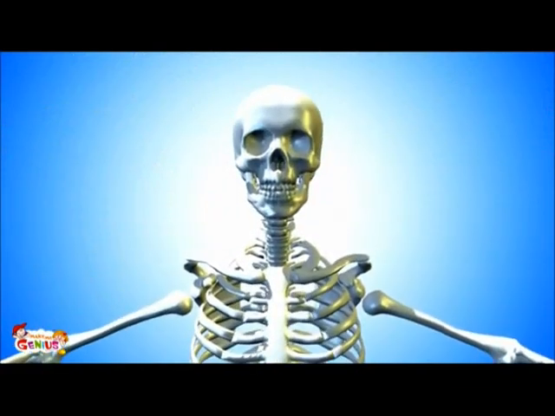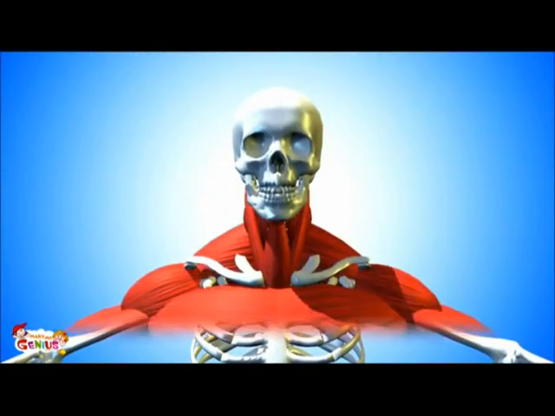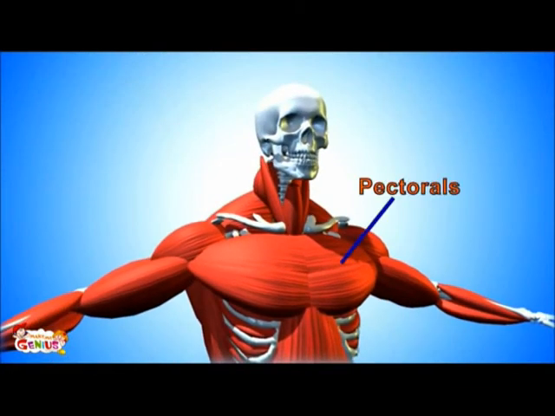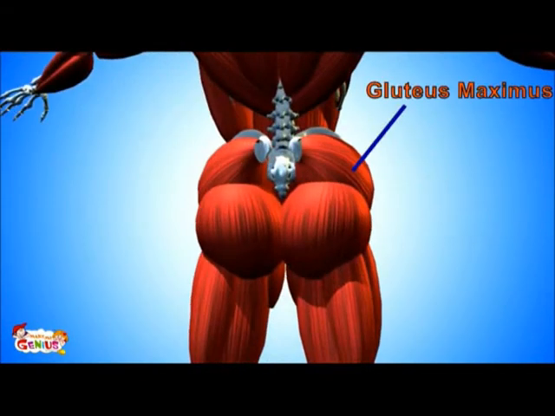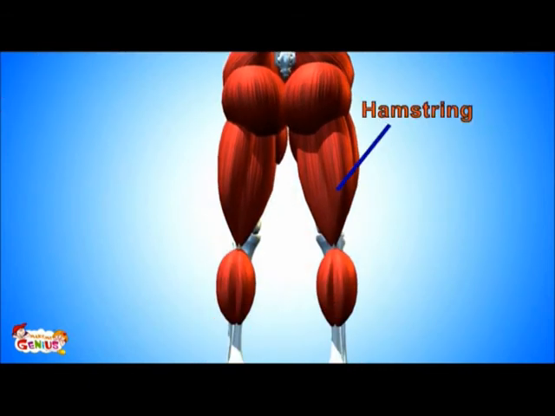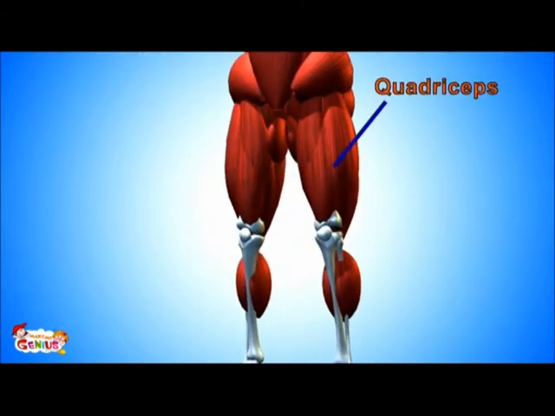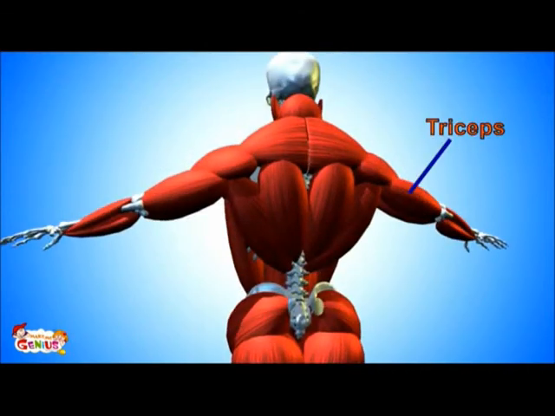Now, let's see the major skeletal muscles of our body. These are the pectorals, biceps, gluteus maximus, hamstring, calves, quadriceps, and triceps.